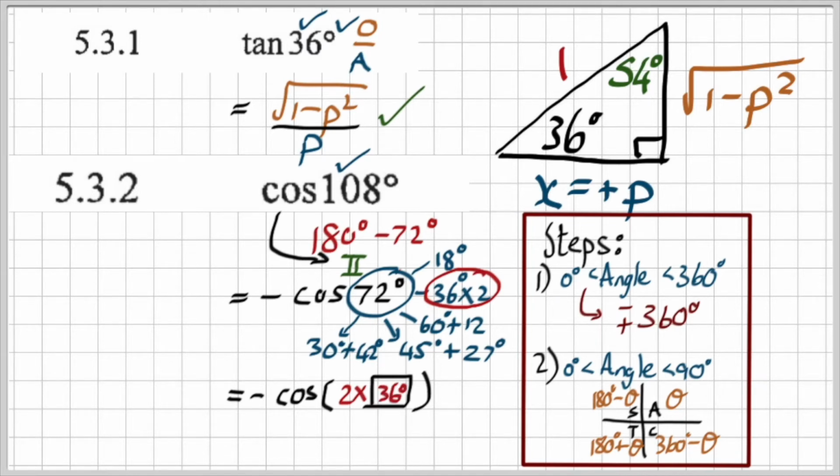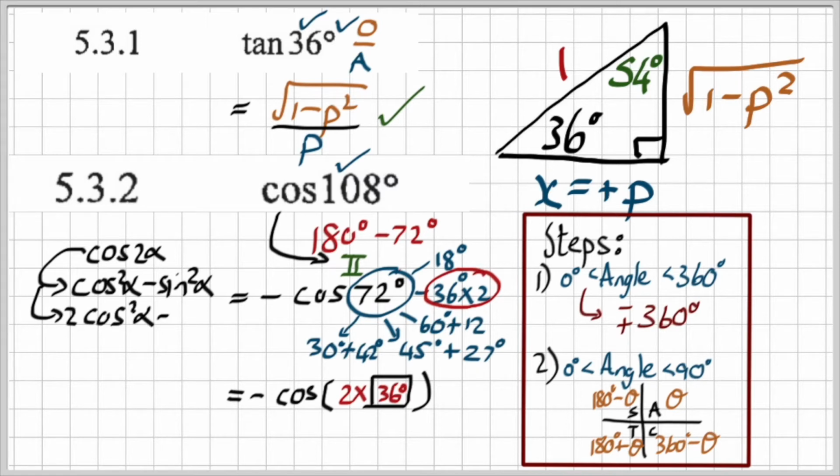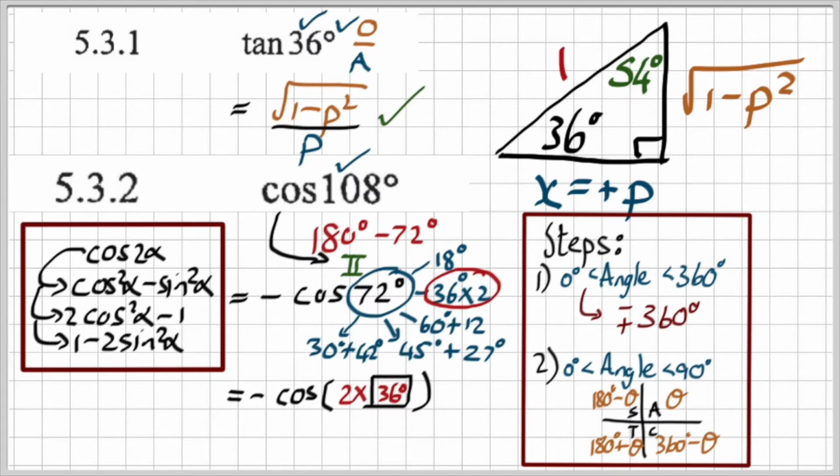I put it in a block, in a little box, for my students so they know that in that box I can put anything. So cos 2 times block. Now I can choose, with a block as alpha, any one of my three options. I'm going to choose the middle one, the 2 cos squared block. Why? Because cos of 36 is p over 1. It is a simple and straightforward one.